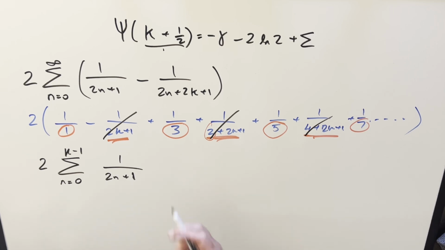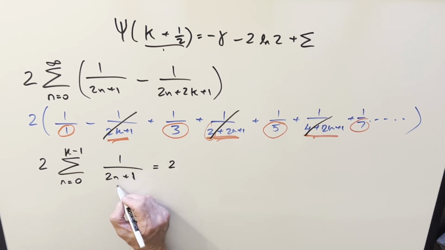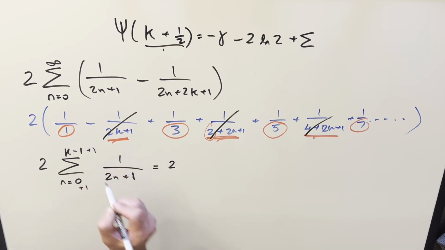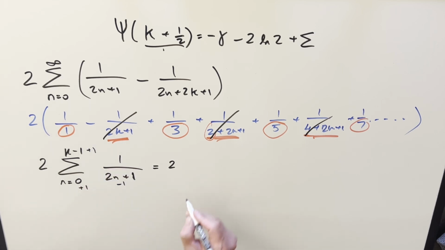And then one last thing I can do on this, we can do an index change on it. If we want to add one here, that way I can add one here and just subtract one right here. So let's see what we have.